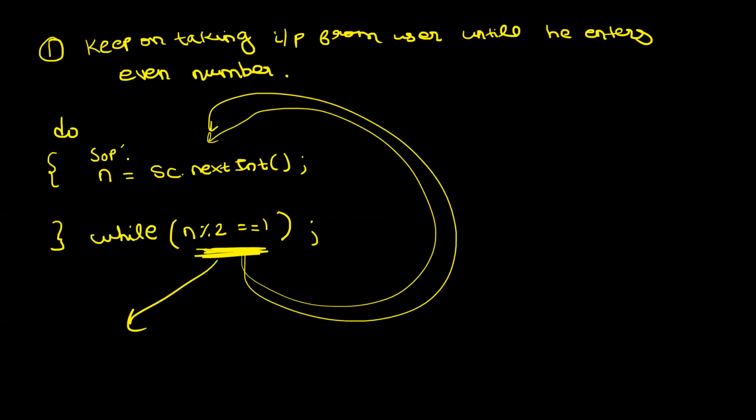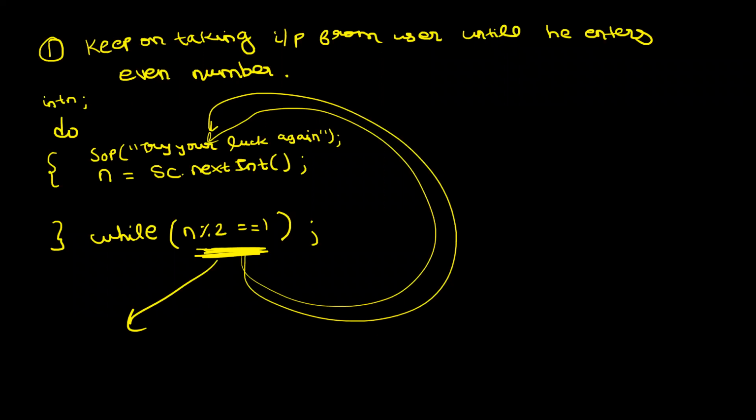SOP, try your luck again. Something like this. Right? Try your luck again. Okay. Yeah, you just make an end here. Okay. So this is a do while loop.